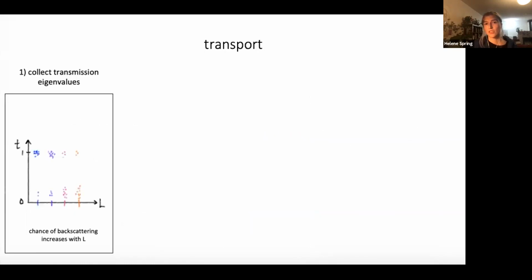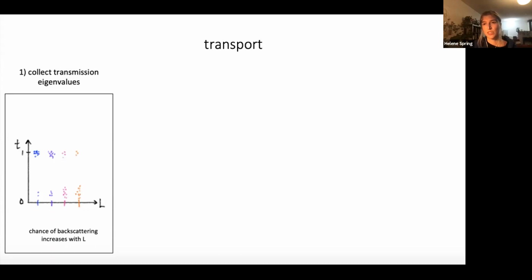So the idea here is to record transmission through an amorphous sample as a function of system size for many different random configurations of the amorphous system. And so this is shown schematically here. What we can expect is for some configurations to yield perfect transmission, so close to 1, while others are backscattered by disorder and we have transmission close to 0. And the chances of backscattering, we expect them to increase as we increase the system size.